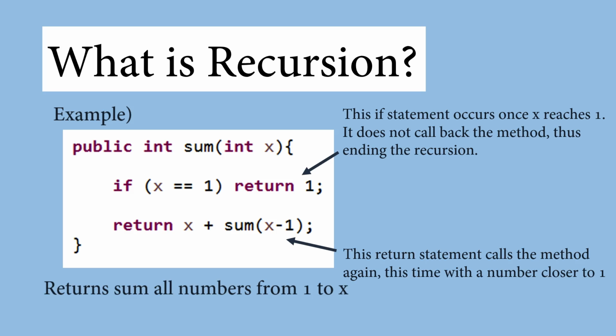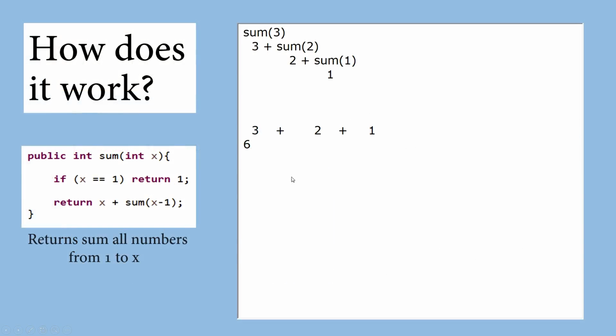Because when we keep calling sum, if we do sum of 3, it's going to keep getting closer to 1. It's going to become simpler and simpler until it's at its simplest form when it's at 1, and it'll return 1. If you aren't really following me, be patient. I'm going to go over it right now. Let me get rid of all this from a previous time.